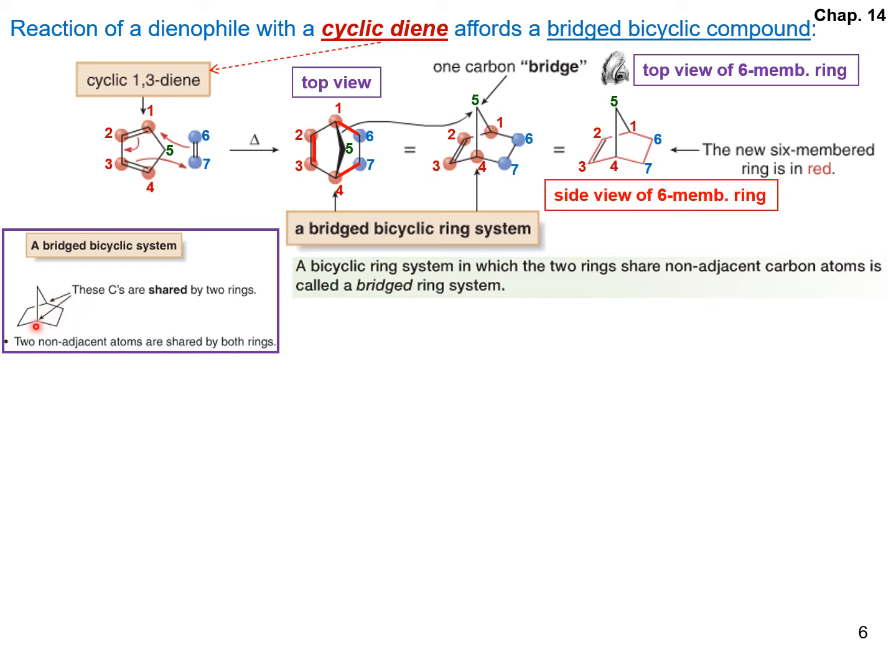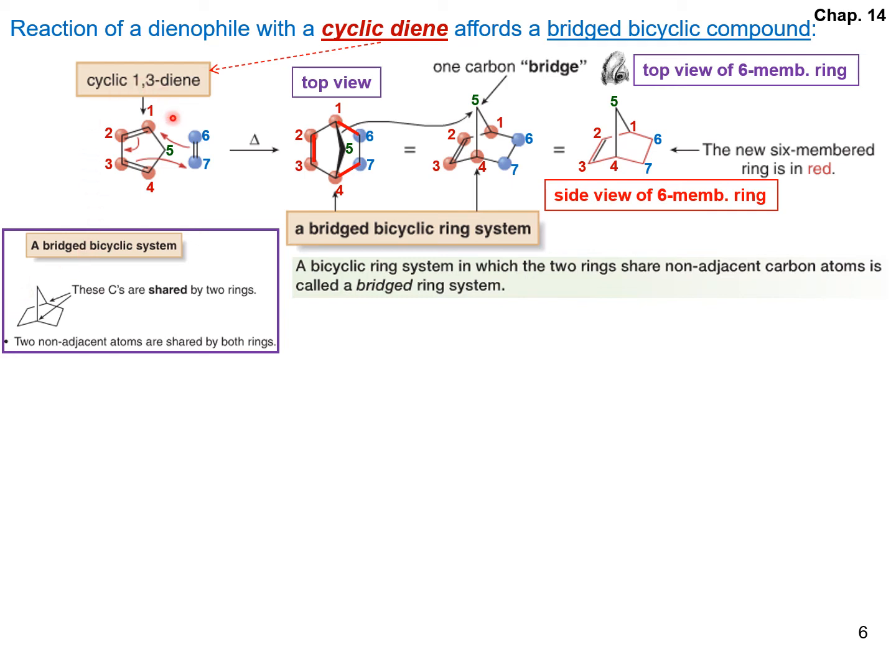You can think of it as this atom at this bridgehead and this atom at this bridgehead are connected by a 1-carbon bridge here and a 2-carbon bridge over here and another 2-carbon bridge over here. So this is why they call this a bridged bicyclic compound.